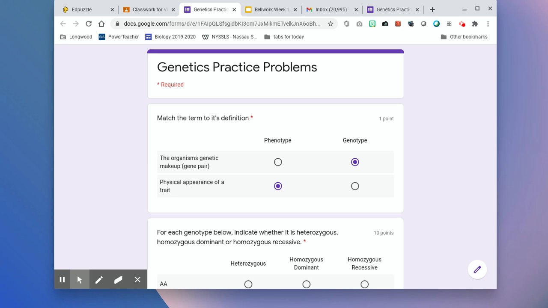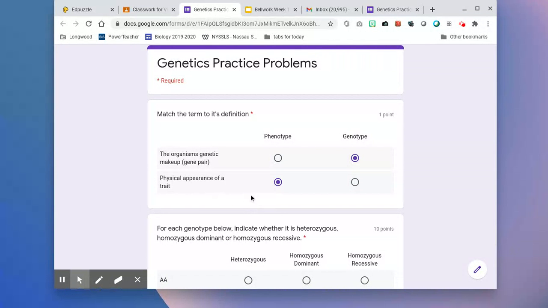So the first one says the organism's genetic makeup, their gene pairs. So I have clicked on genotype, and that is correct. The next one is phenotype. So for a phenotype, it's the physical appearance of a trait. Okay, so make sure you have that.